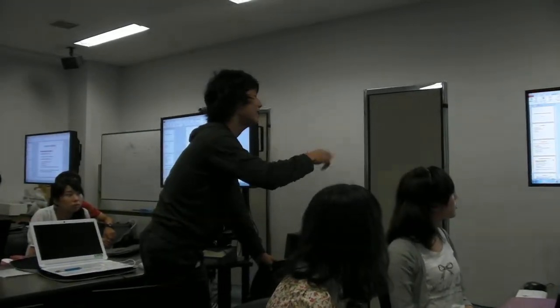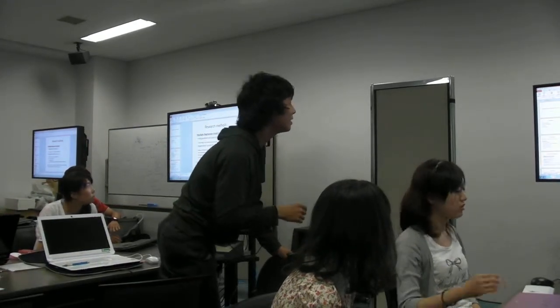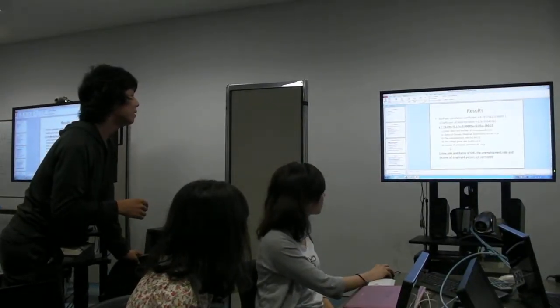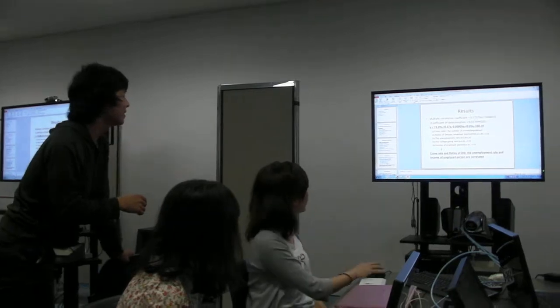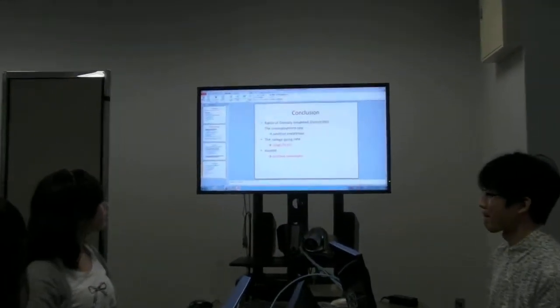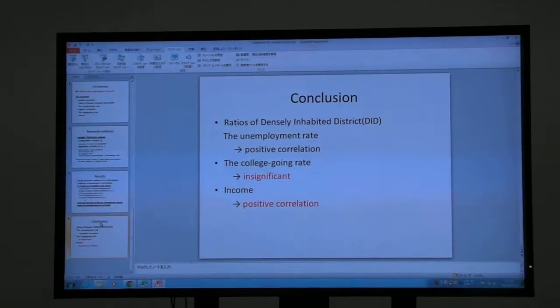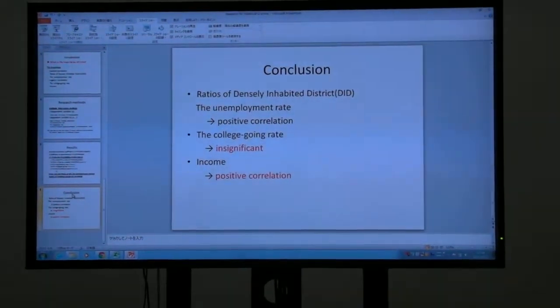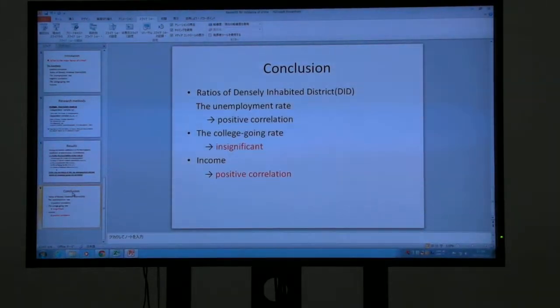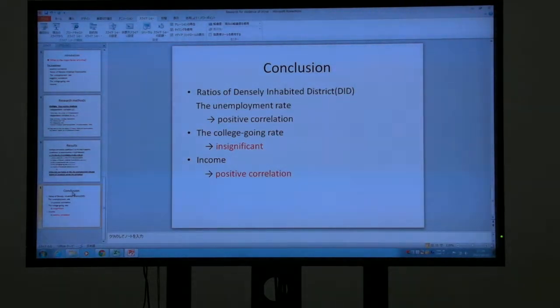Please show under the sign. You say the college going rate is not significant. Please tell me why you think so. You think the college going rate is significant with the crime.